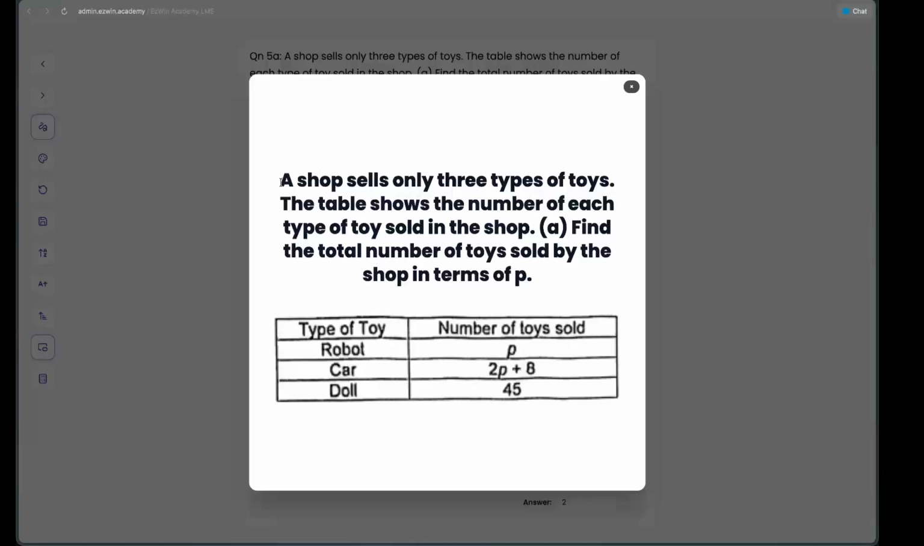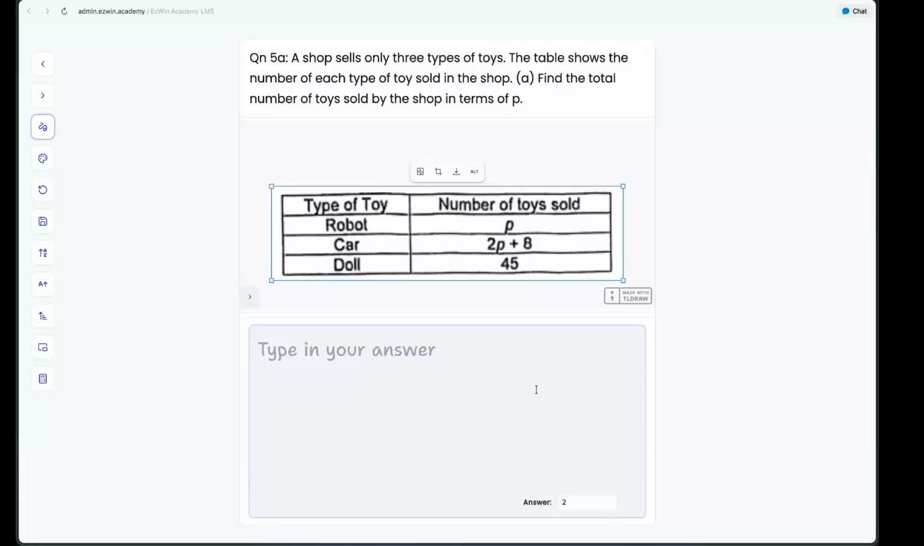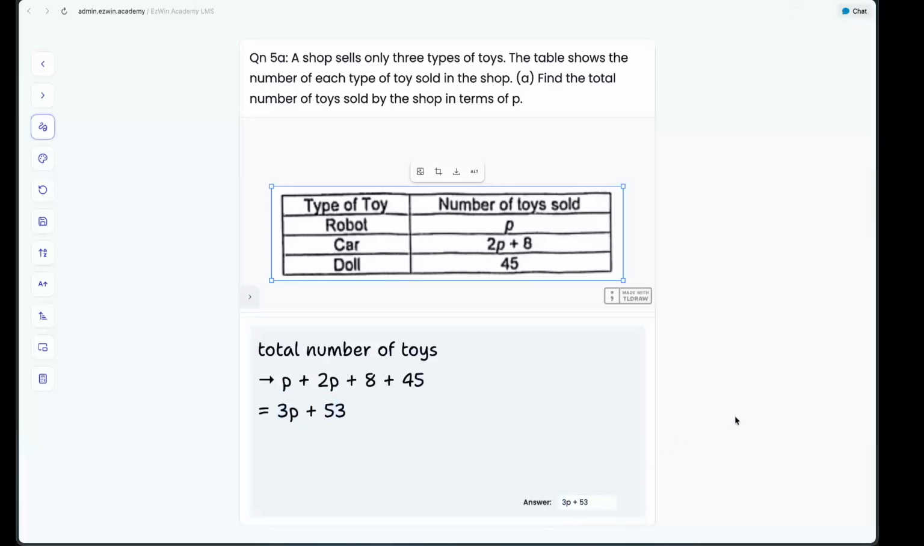Question 5a. A shop sells only 3 types of toys. The table shows the number of each type of toy sold in the shop. Find the total number of toys sold by the shop in terms of P. So the total number of toys will be equal to P plus 2P plus 8 plus 45. This will give us 3P plus 53. So the answer is 3P plus 53.